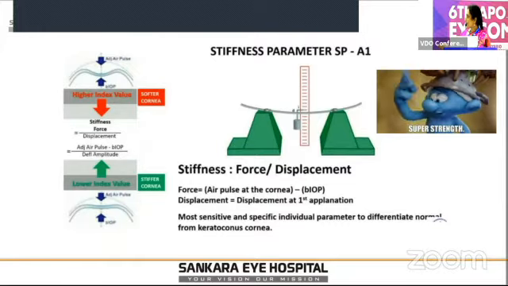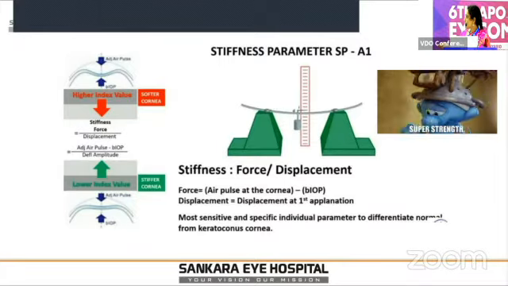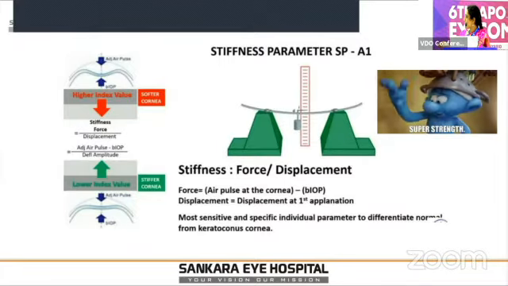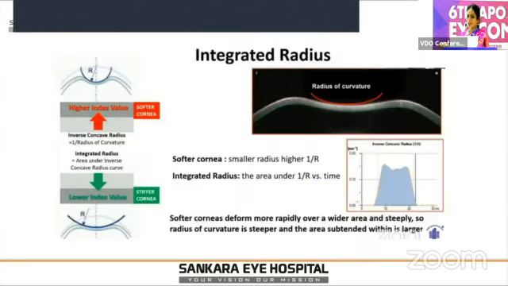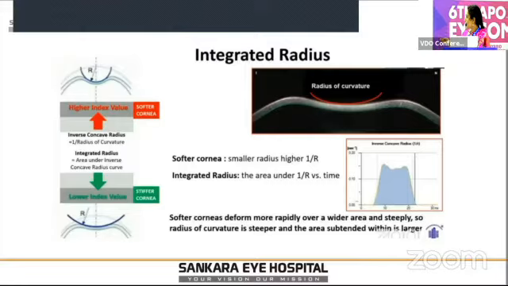The other parameter is the stiffness parameter, where stiffness is the ratio of force by displacement. Here, the air pulse at the cornea and the difference of biomechanical IOP give a force. Here also a higher index value is for the softer cornea and lower for the stiffer cornea. Then the integrated radius also takes into account that a softer cornea deforms more rapidly over a wide area and steeply, so the radius of curvature is steeper and the area subtended is larger. The same is true here: a higher index value is for a softer cornea.